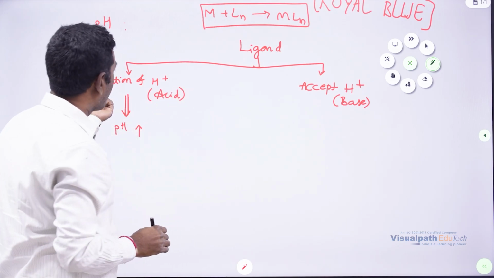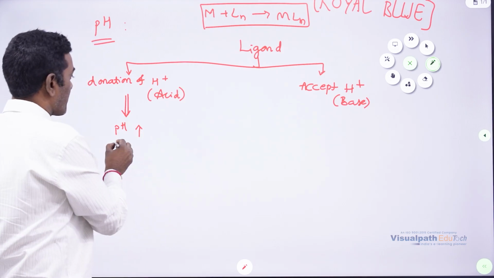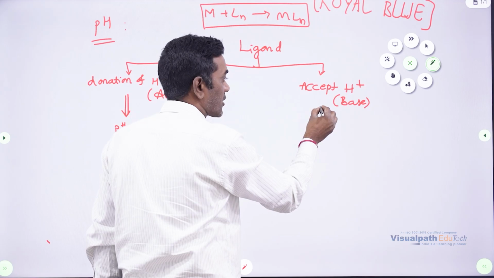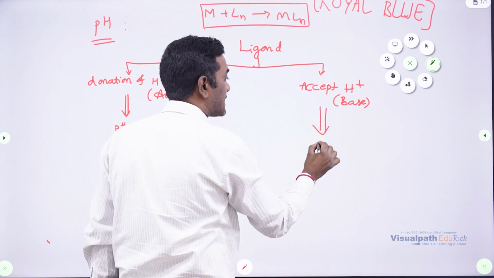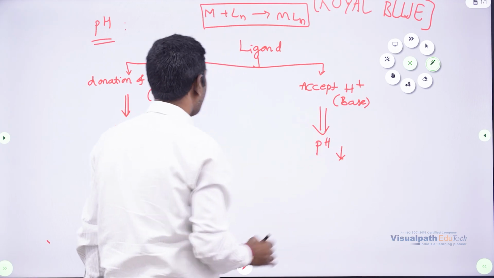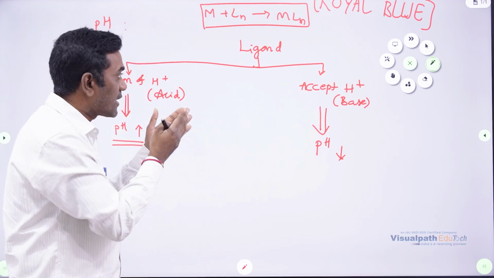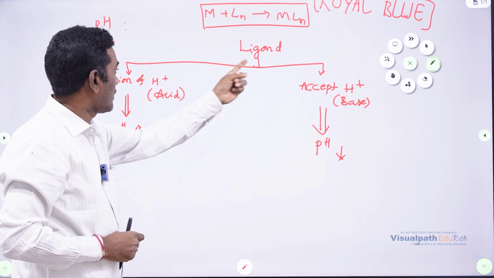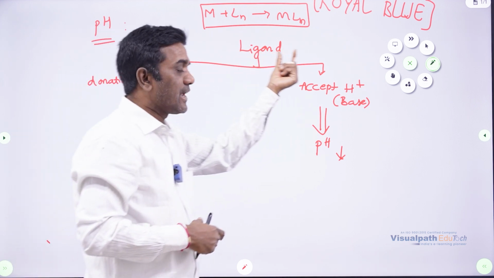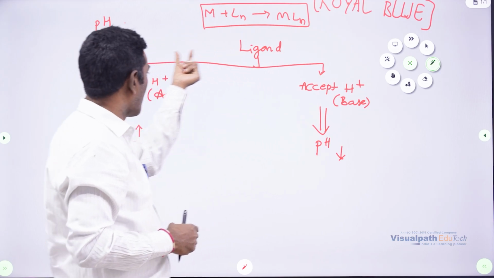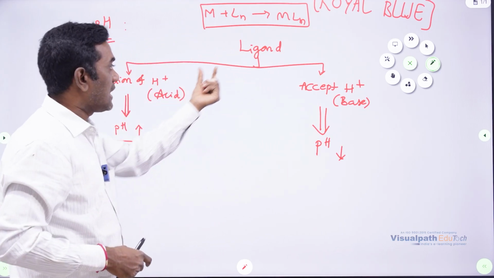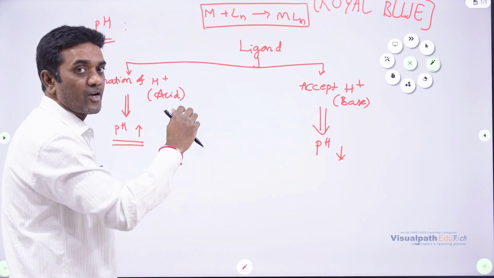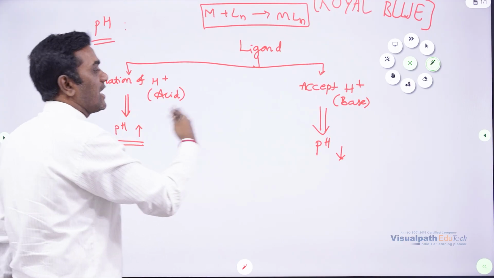What happens if ligand is donating protons? pH increases. Whereas if ligand is accepting protons, what happens? The pH decreases. During complex formation, ligand can play two roles here. One role, it can donate protons, one role it can accept protons. While donating proton, the pH will increase. While accepting proton, the pH will decrease. Obviously the pH is indicating the complex formation, either in an increasing way or a decreasing way.